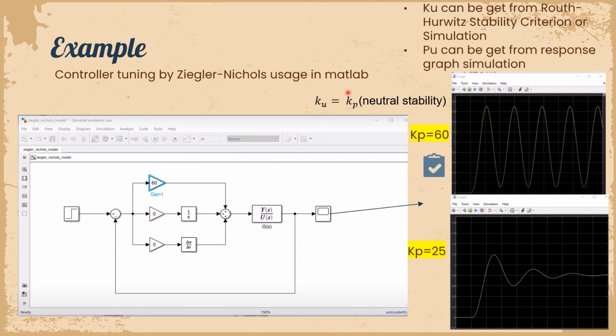From here, we know that our ultimate gain Ku equals Kp at neutral stability. Also, we can find our Pu from the graph. Basically, Pu is the ultimate period of oscillation, from this peak to this peak. Also, take note that Ku can be obtained from the Routh-Hurwitz stability criterion or simulation like we did, and Pu can be obtained from the response graph simulation, as I showed before.